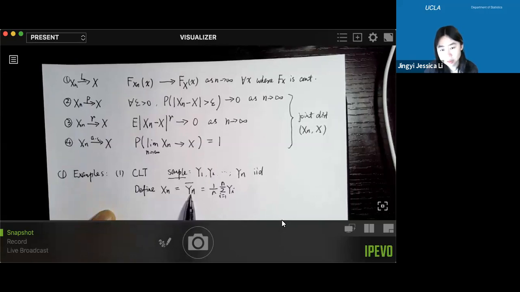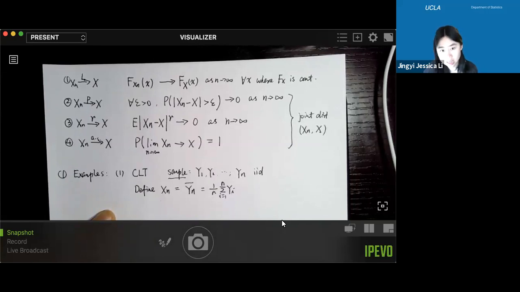And the central limit theorem gives a very strong result. That is, no matter what the original distribution of your sample is, as your sample size goes to infinity, your sample average will become normally distributed. That's a very strong result of the central limit theorem. And later we're going to give you an example.